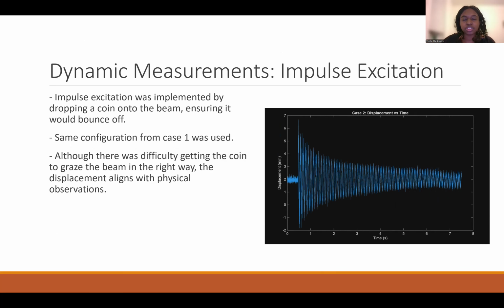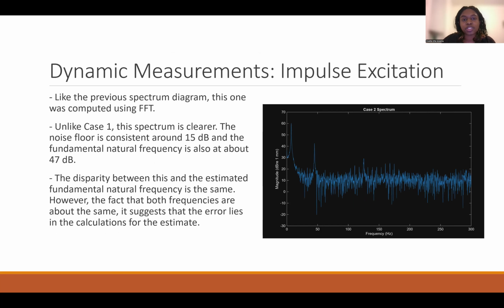The impulse excitation was implemented by dropping a coin onto the beam, ensuring it would bounce off. The same configuration as in case 1 was used. Although there was difficulty getting the coin to graze the beam in the right way, the displacement aligns with physical observations. Like the previous spectrum diagram, this one was computed using FFT. Unlike case 1, the spectrum is a lot more clear. The noise floor is consistent, and we see, as expected, that the natural frequency is also at around 47 Hz.